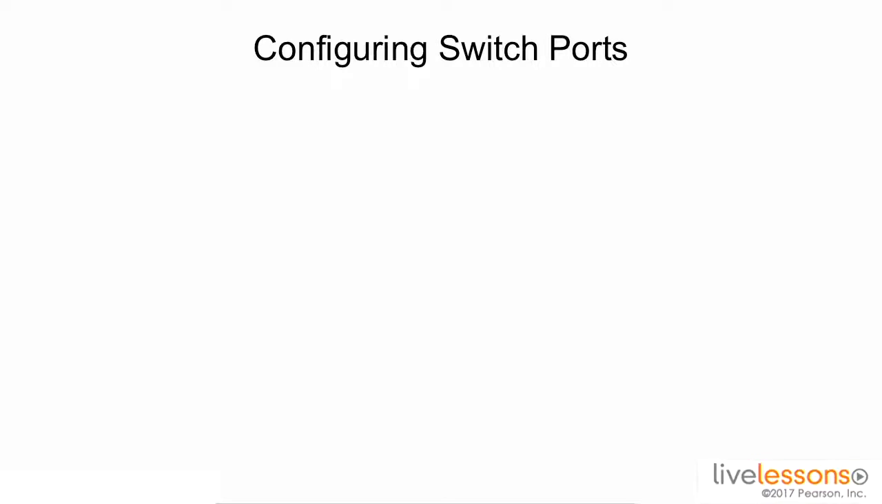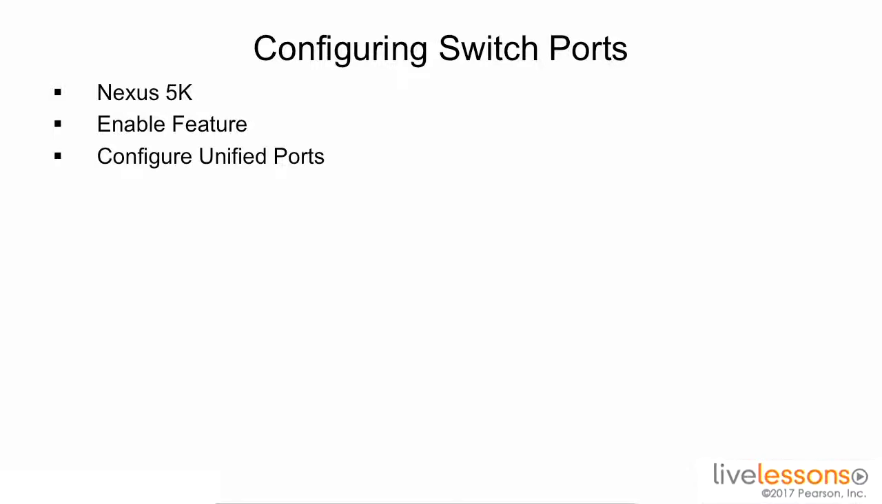The first thing that we need to do, especially when we're dealing with a Nexus 5000, is make sure we have the right type of switch ports and make sure that we have the right features enabled. So the first thing we're going to do is visit our Nexus 5000. We're going to enable the correct features, allowing us to use the fiber channel features that we want, and then we're going to make sure that we have our ports configured appropriately. So I will show you how to do that.